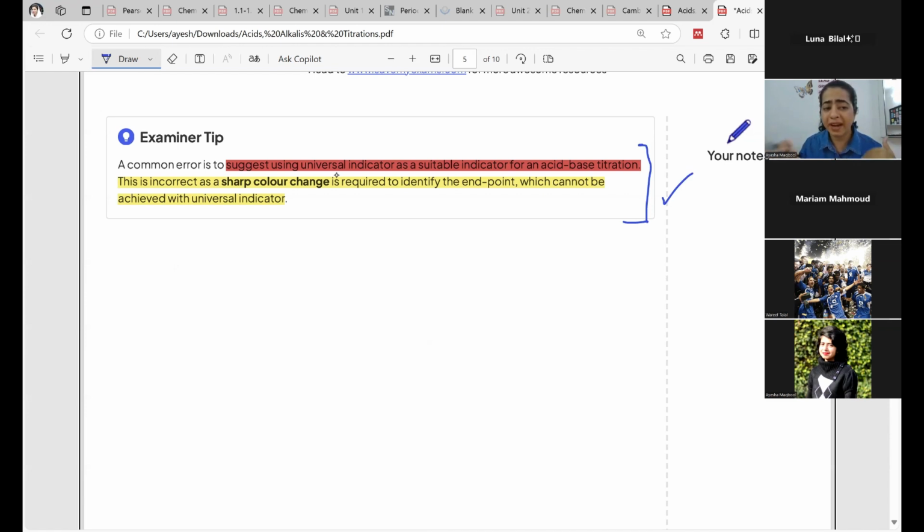So in that case, we are not using the universal indicator. We are using simple indicators to see a sharp color change, only one color change, not the 14 colors. So let's move to the titration. Then this point will be clear to you and we will come back to this point and see it again.